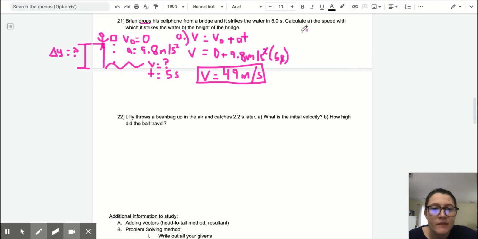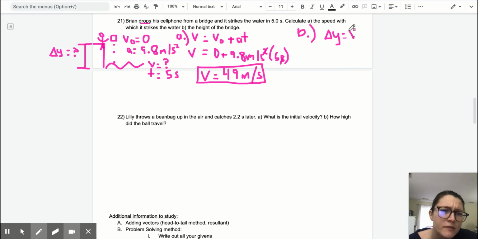Okay, let's see how high he dropped it from. So now we're looking for delta y. If you take a look at our big four equations, we have v, v naught, a, and t. So we can really use pretty much any of those equations to solve. I'm going to use the equation in which delta y is isolated, just because it's a little bit easier.